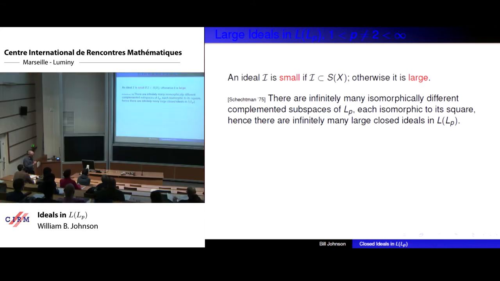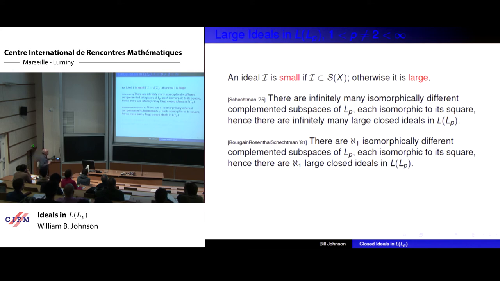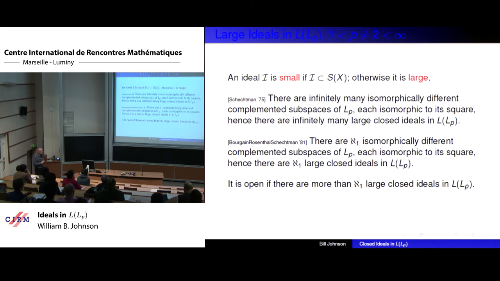What about capital LP, bounded operators on capital LP for p different from 1 and 2? Well, it's easier to talk about the large ones at first, because that was what was done first. And Schechtman, way back in 75, constructed infinitely many different complemented subspaces of LP. They're all isomorphic to their square. And this gave infinitely many large closed ideals. And 6 years later, Bourgain, Rosenthal, and Schechtman souped that up to get Aleph 1. So we know there are Aleph 1 large closed ideals in the bounded operators on LP for p different from 1 and 2. Whether there are more than that, we don't know.